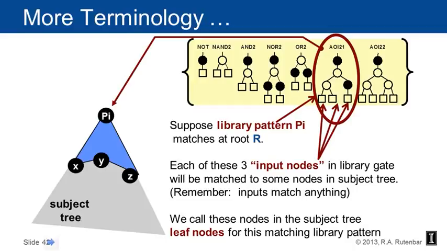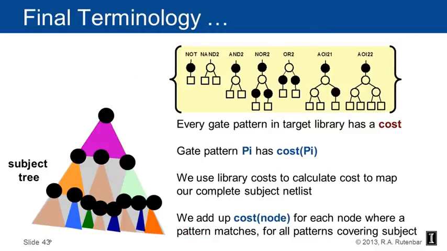Those things are nodes X, Y, and Z that I've highlighted. We're going to give those things names. We call those nodes in the subject tree leaf nodes for this matching library pattern. So we put the root of AOI21 up at root node R. The internal nodes, the gate nodes, the logic nodes match, and the input nodes match something. What do they match? They match X and Y and Z inside our subject tree.